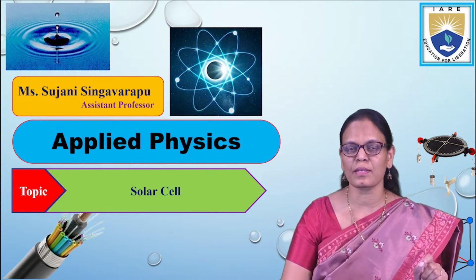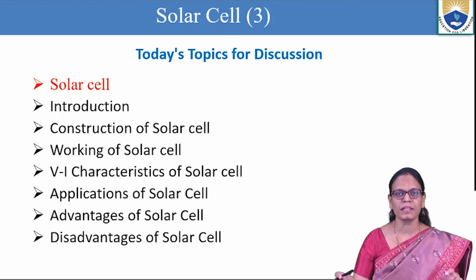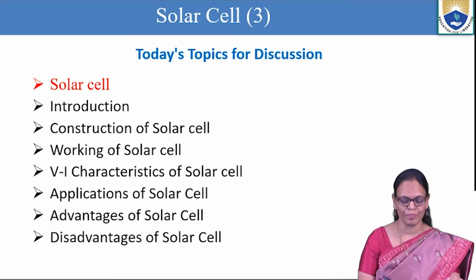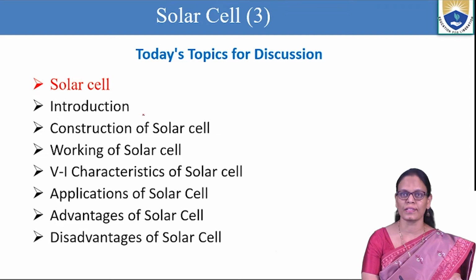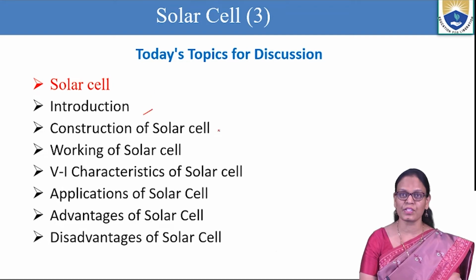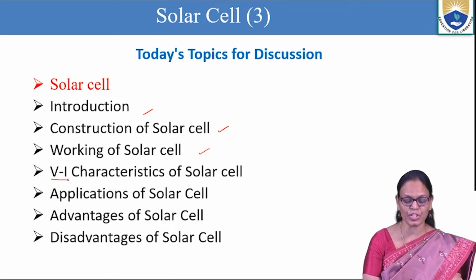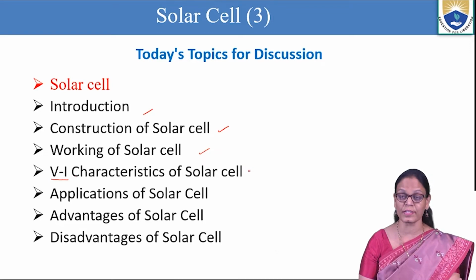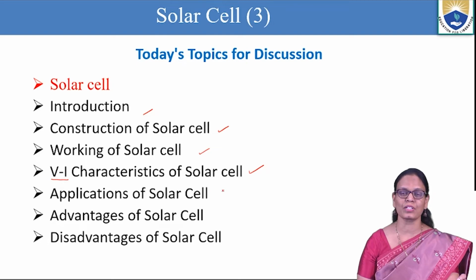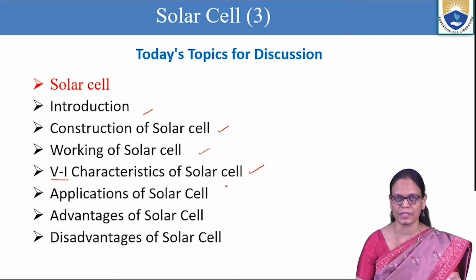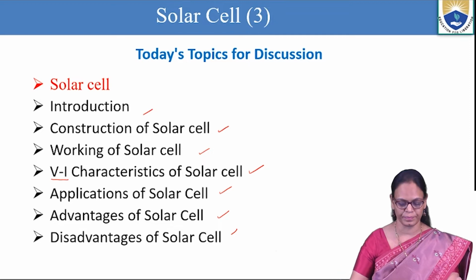Today we are going to discuss about solar cells. Let us see the brief outline of how we are going to discuss about this topic. First we'll see the introduction to solar cell, then we'll see the construction and then working of a solar cell. We'll discuss the VI characteristics, that is the voltage current characteristics of a solar cell. Then we'll see the applications where solar cell is being used extensively. And then we will also discuss the advantages and disadvantages of solar cell.